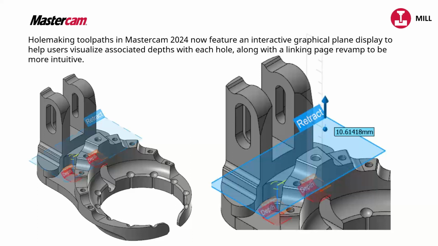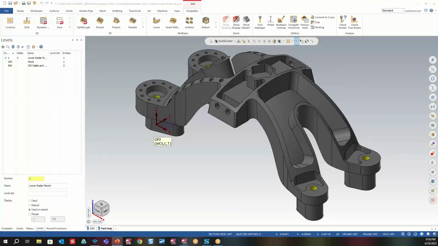These planes can also be edited directly from the graphics view to reference features on parts or fixtures. So this new linking page is going to be available on basically any of the hole making toolpaths: drill, circle mill, helix bore, chamfer drill, advanced drill, and thread mill toolpaths. Let me just show you what I'm talking about over here.